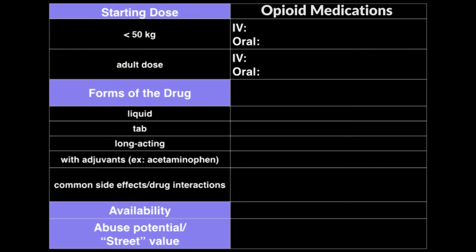Begin by going to the medications that we've become familiar with, including routine starting dose, in this case in milligrams per kilo. What forms of the drug may be most effective for the administration of a patient this age, keeping in mind side effects, availability, and abuse and diversion potential?